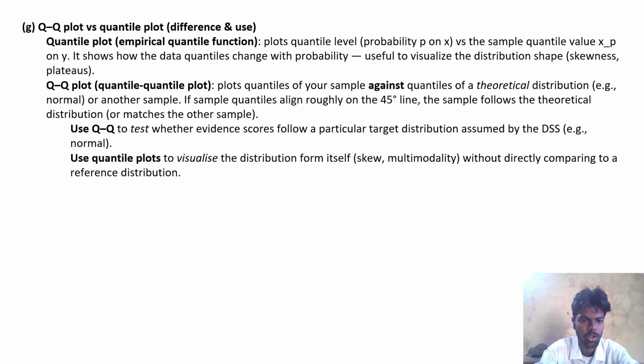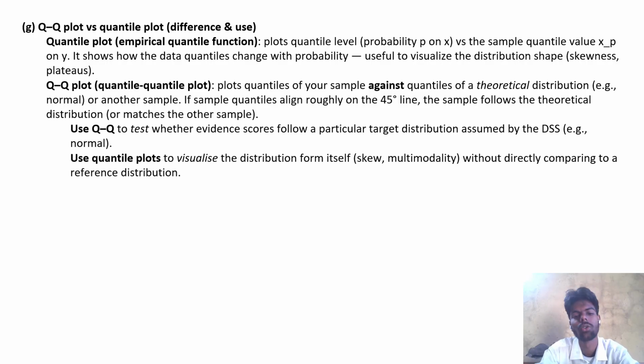The next part is question number G, to plot the quantile plot versus the QQ plot, to differentiate between them and to find the uses. Quantile plot: level probability P on X versus a sample quantile value XP on Y. It shows how the data quantiles change with probability, useful to visualize the distribution shape, skewness or plateaus.